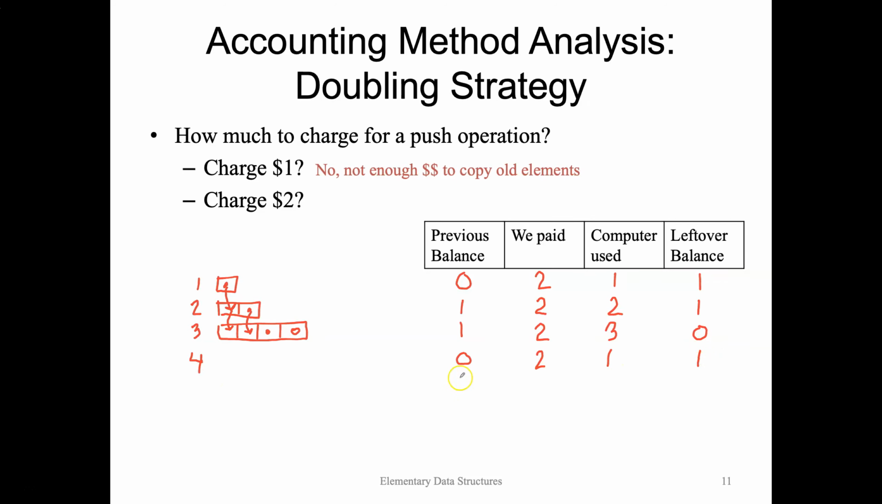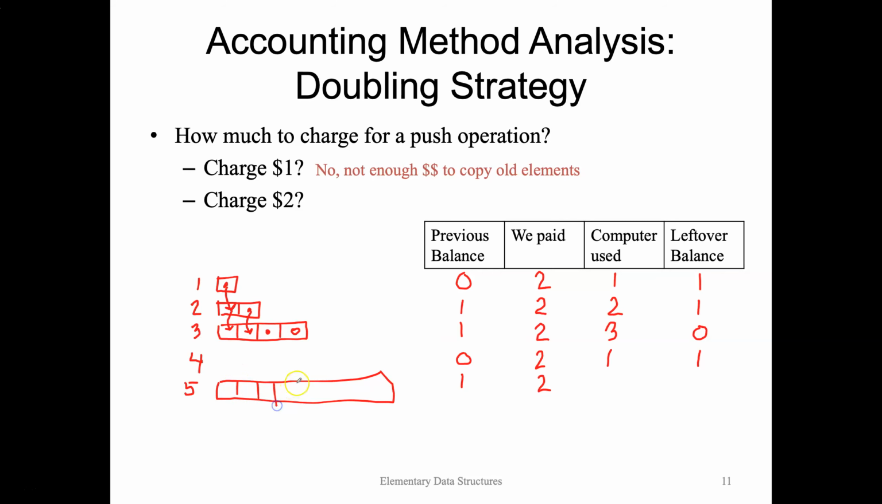Okay, so now this is where we're going to run into problems. Let's work with pushing the fifth element. We have $1 left over, we pay the computer $2, so it's got $3 to work with, except now we've filled up this array of size 4, so we have to create a new array of size 8. Whoops.